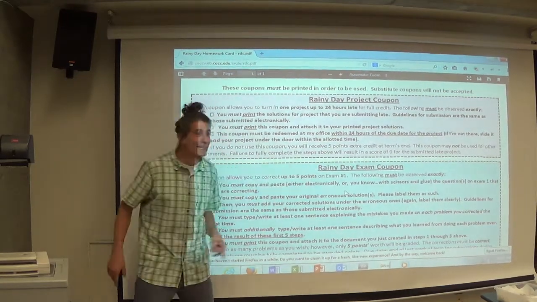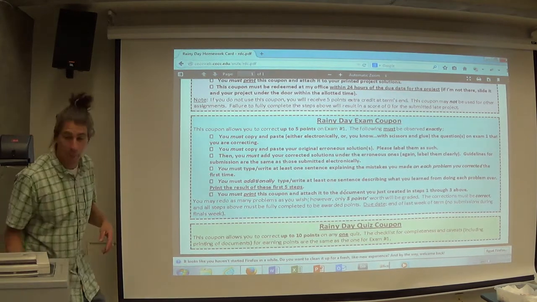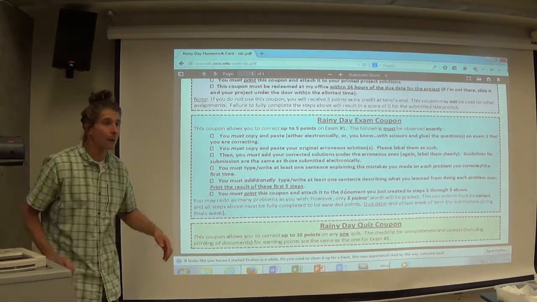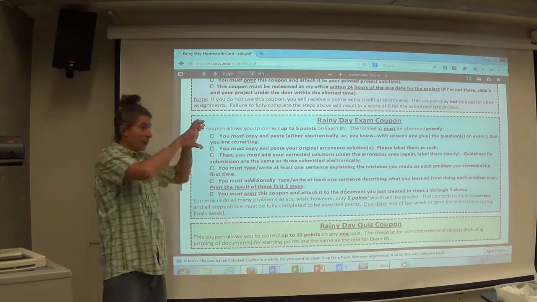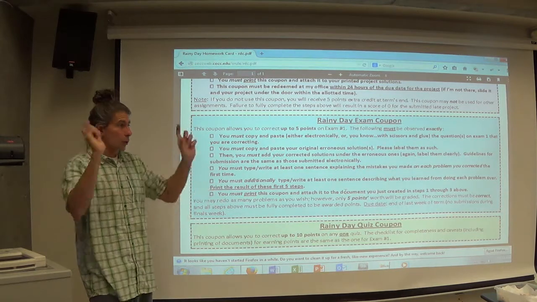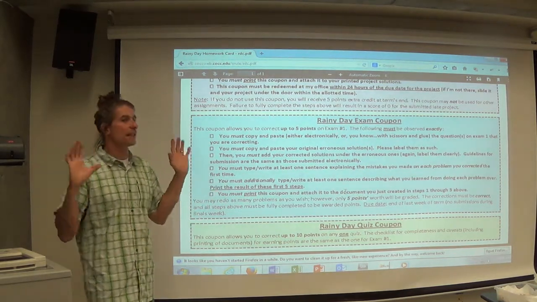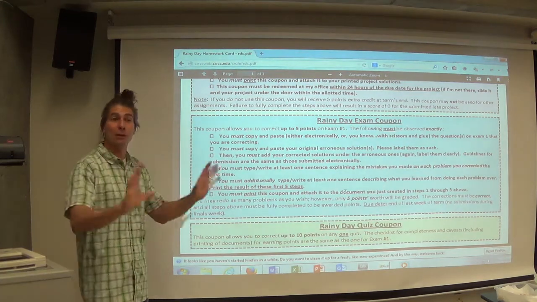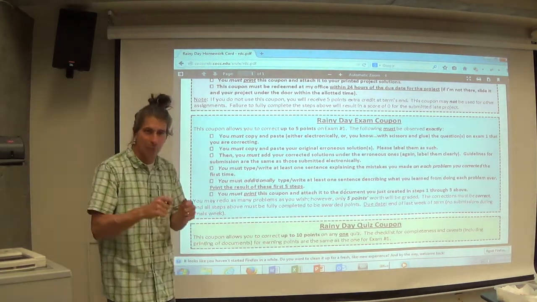Let's talk about the remedial exam coupon. What this allows you to do is to make up 5 points on that exam. You've got to do all this stuff though. You have to print off, take a snip of the question or questions you want to redo, drop them into a Word document, rework them correctly, tell me what you did wrong, tell me what you learned by doing it right a second time, print this coupon, staple it to the exam, and drop it off at my office.